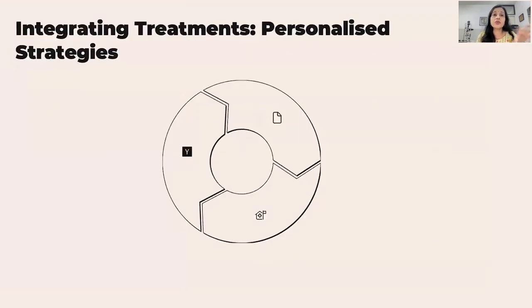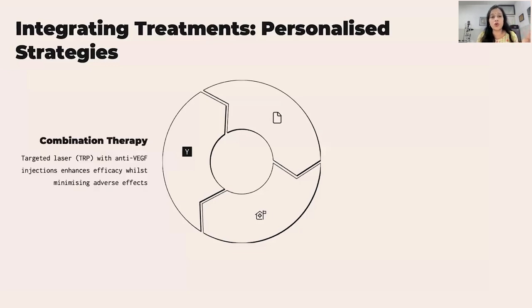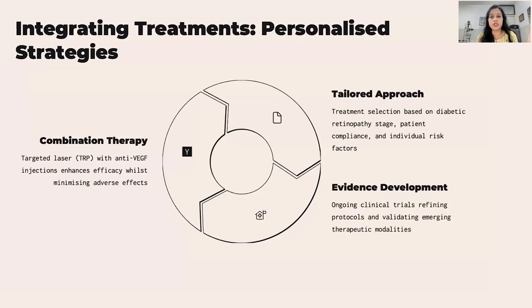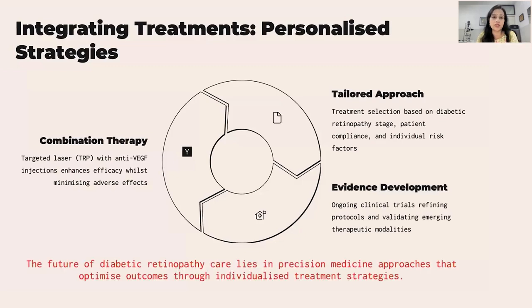So to conclude, we need to integrate all these treatments and offer our patients personalized strategies, because one patient is different from another. One could have hyperlipidemia, one could have end-stage renal disease. So there is no one size fits all. There could be a combination therapy, definitely a tailored approach for each patient. And we do have so much evidence coming in that we have alternative approaches as well, because the future of diabetic retinopathy care lies in precision medicine. We want to save our resources to give the best for our patient, and we should be able to optimize clinical outcomes through individual treatment strategies.